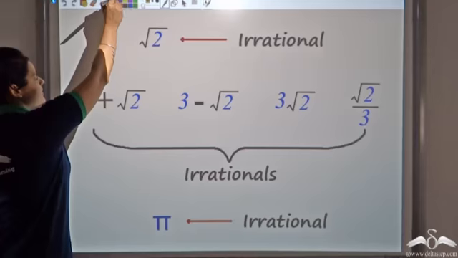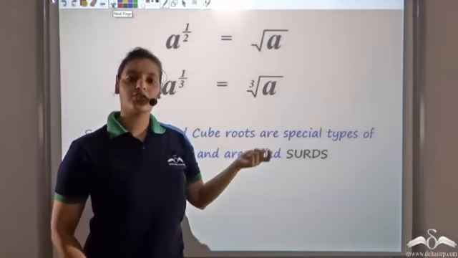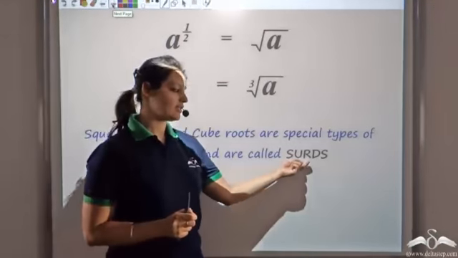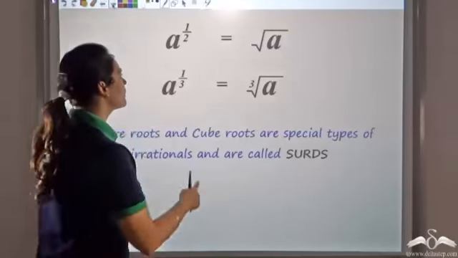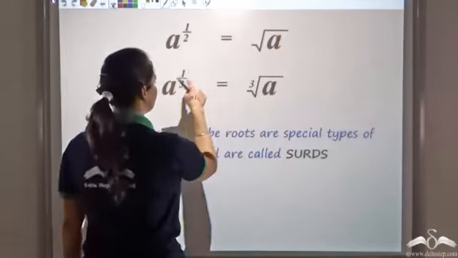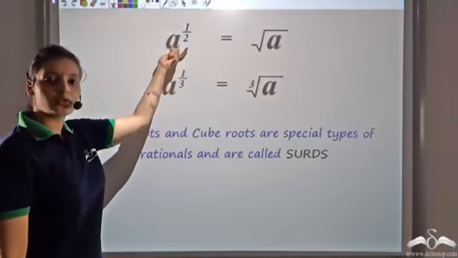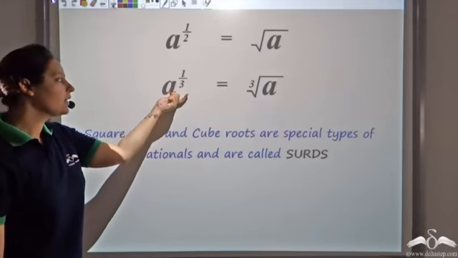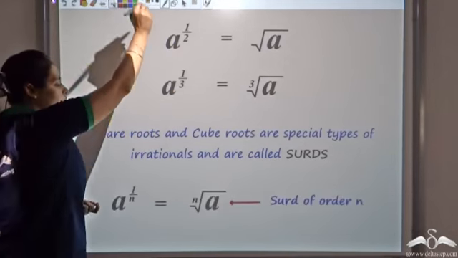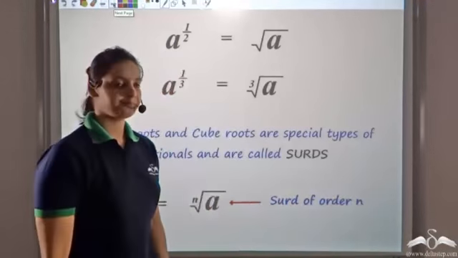Now, let's look at this. Square roots and cube roots. These numbers are actually special types of irrationals and they are called surds. S-U-R-D-S, surds. So, a to the power 1 by 2 is nothing but square root of a. A to the power 1 by 3 is nothing but cube root of a. That is the second root of a or the third root of a. Now, similarly, if I have a to the power 1 by n, that is the nth root of a, then I can call this a surd of order n.